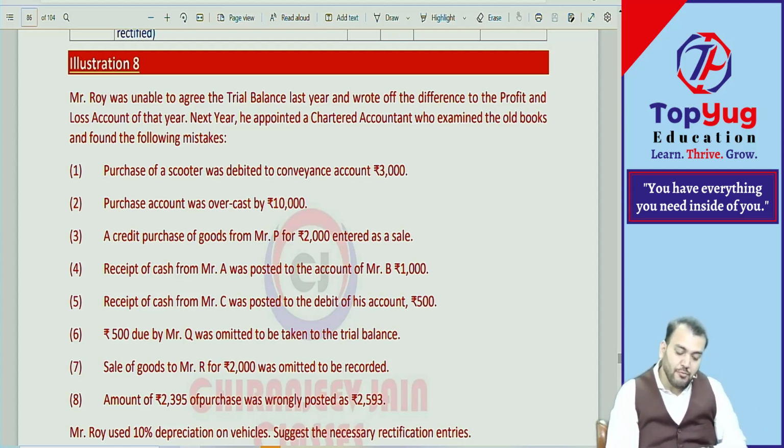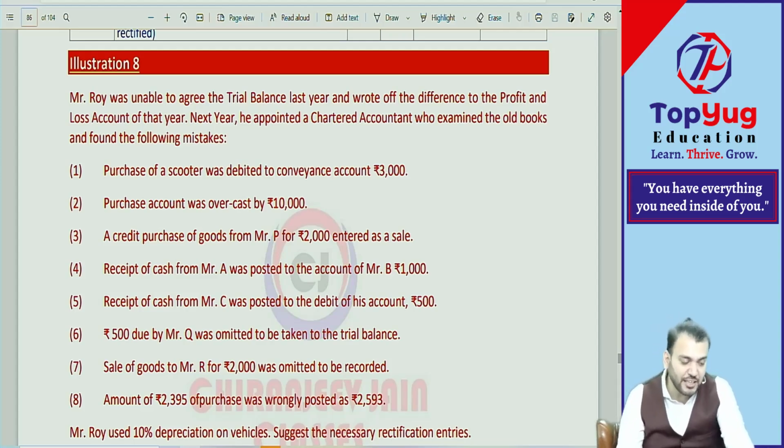Mr. Roy was unable to agree a trial balance last year and wrote off the difference to PL account of that year. Means whatever difference arose has been transferred to PL account of that year. Next year he appointed a chartered accountant who examined the old books and found the following mistakes. Purchase of scooter was debited to conveyance account.